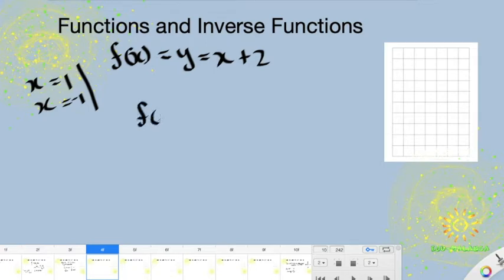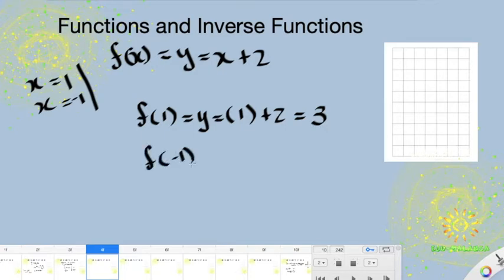These are just different values of x that I'm going to substitute into this equation. At f(1), which is y, I substitute 1 into here, so 1 plus 2, which is 3. And then at negative 1, y is equal to negative 1 plus 2, which is 1.